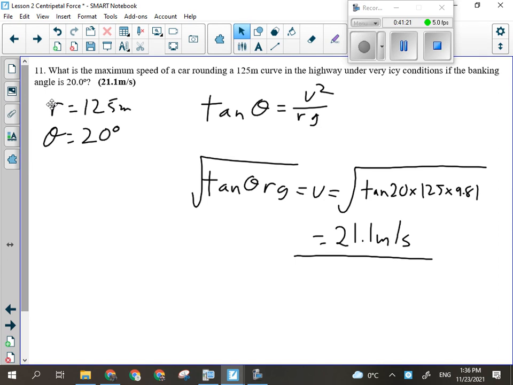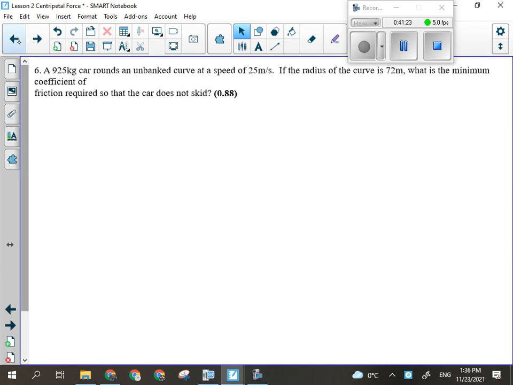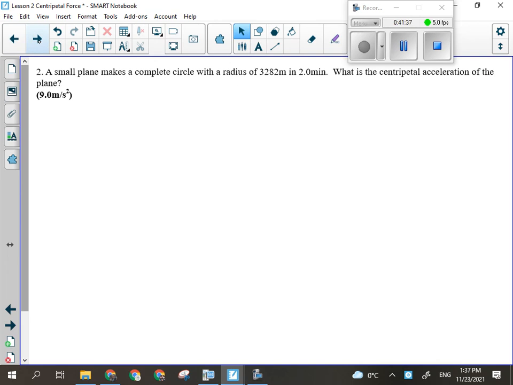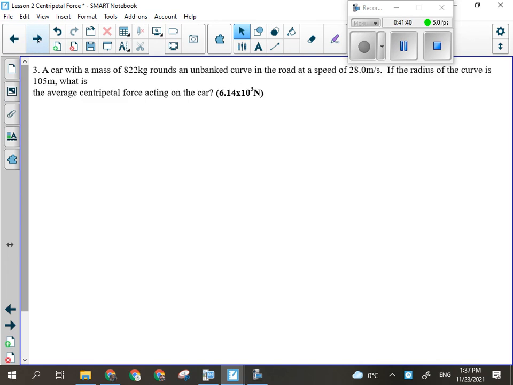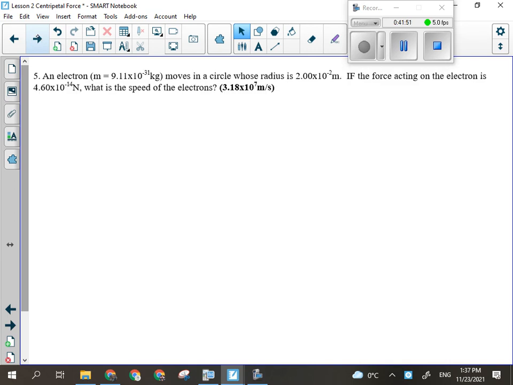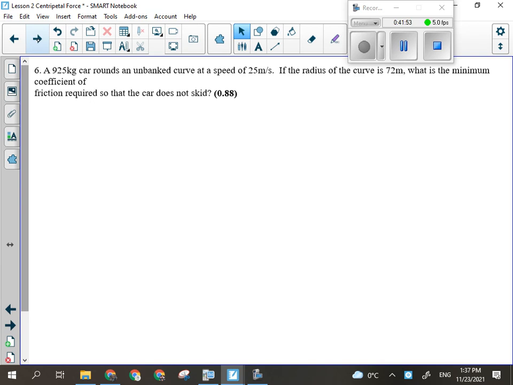All right, so this is actually from the digital workbook that I gave you guys earlier. There's a bunch of different types of questions in here. Some of them are very easy. This is an unbanked curve question like we've been working on. There's some in here that are a little bit trickier, and it's mostly just the context that makes them a bit tricky. But there's a few good ones in here. For right now, I want you to try number 6, solving for coefficient of friction on that.